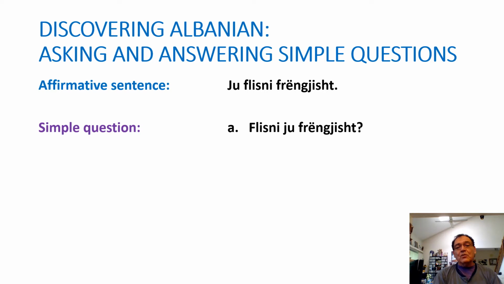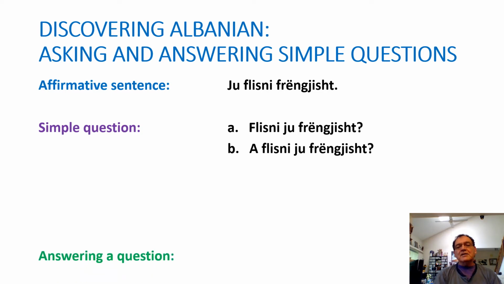One way to ask that question is we invert the subject and the verb. So in this case, we can say, Flisni ju frëngjisht? Notice that we switch the order of the subject and the verb. The other way that we heard in the dialogue is that you can do the inversion, but then you add this question marker, a. So you can say, A flisni ju frëngjisht? So this a doesn't mean anything, it just tells us that this is a question.